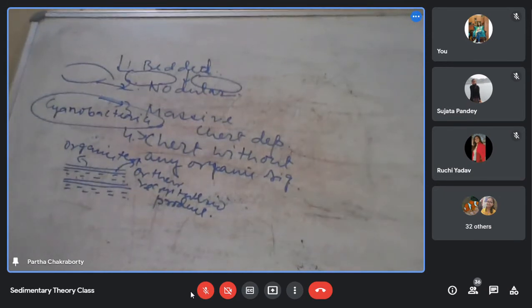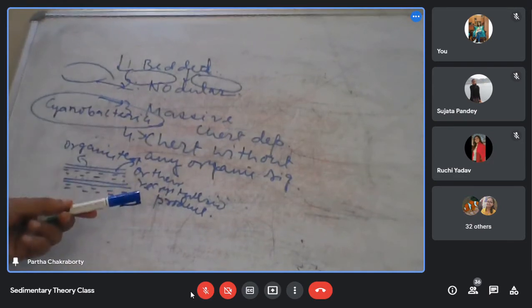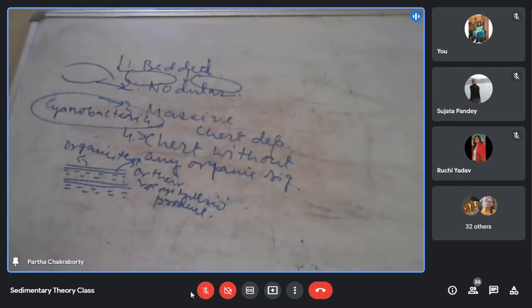Now, Precambrian chert is actually a problem, but it becomes a very good proxy for understanding the Precambrian seawater temperature. Chert is a very good proxy for Precambrian seawater temperature. Is there any question here?